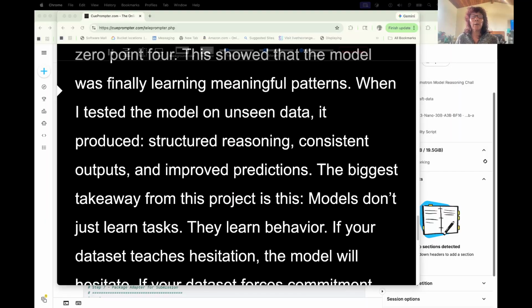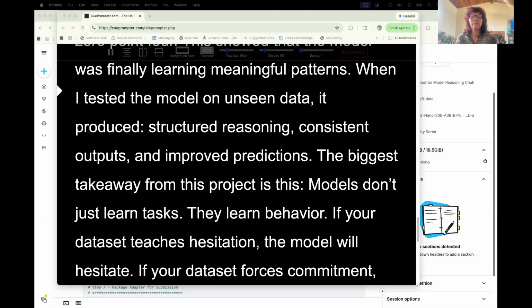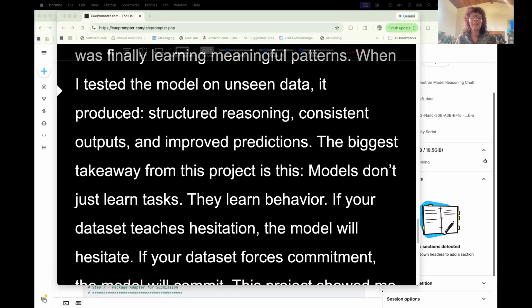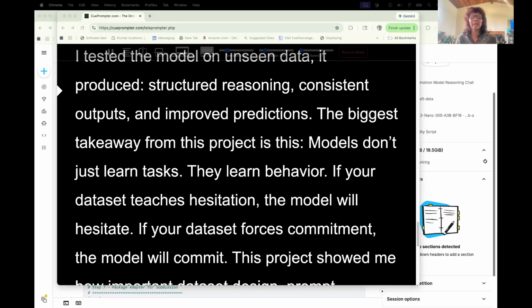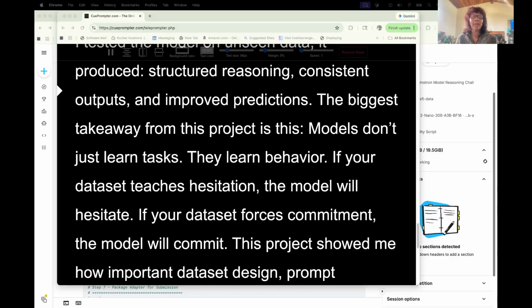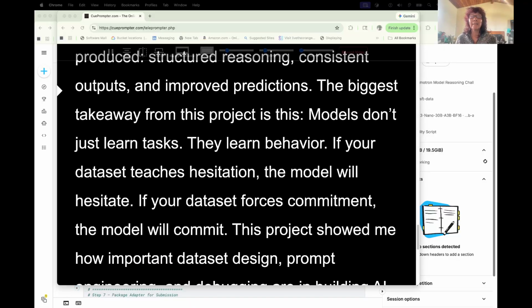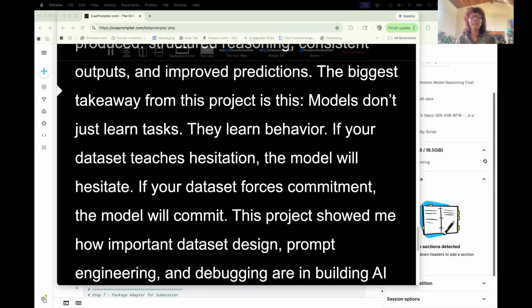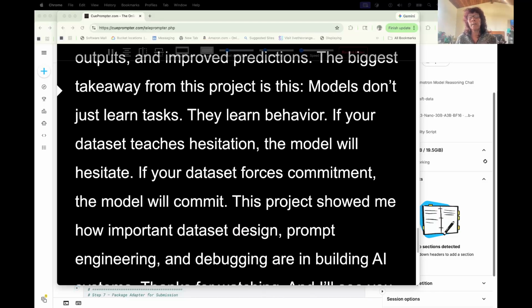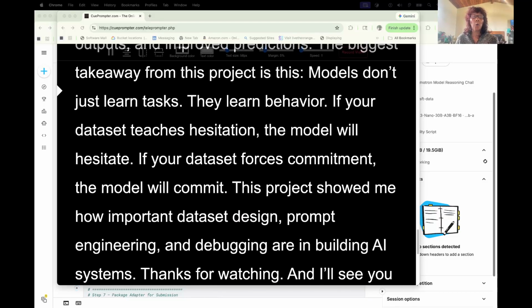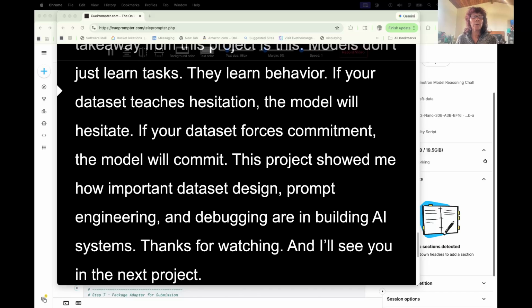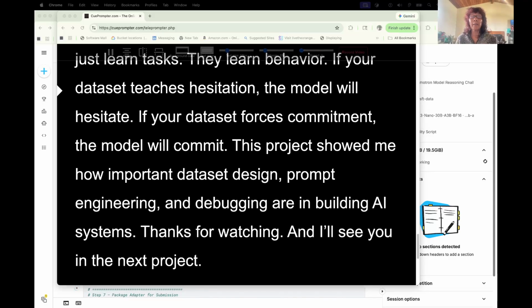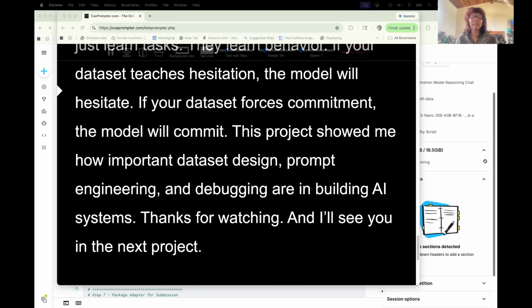The biggest takeaway from this project is this. Models don't just learn tasks, they learn behavior. If your dataset teaches hesitation, the model will hesitate. If your dataset enforces commitment, the model will commit. This project showed how important dataset design, prompt engineering, and debugging are in building AI systems.